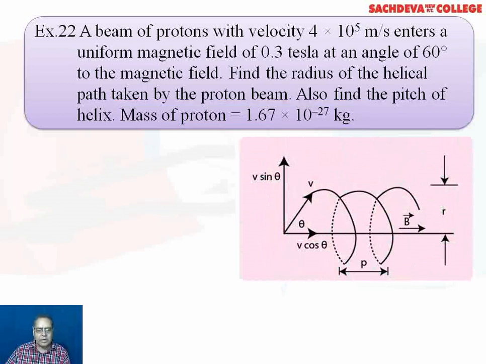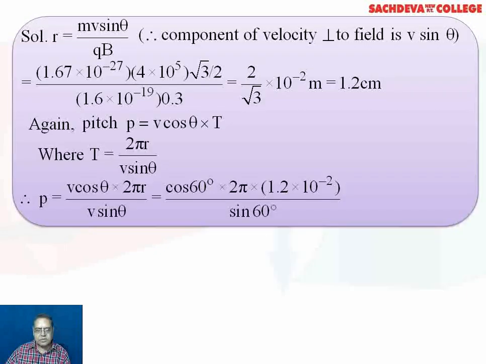The helix is shown, and the two components of velocity are being given, v sin theta and v cos theta. Theta is the angle of inclination of v, and v can be resolved into two components. Then the direction of the field is indicated by an arrow, and R is the radius, and P is the distance between the helix points.